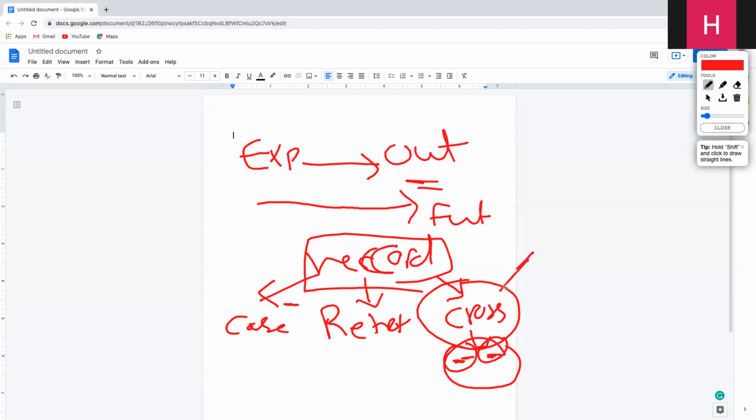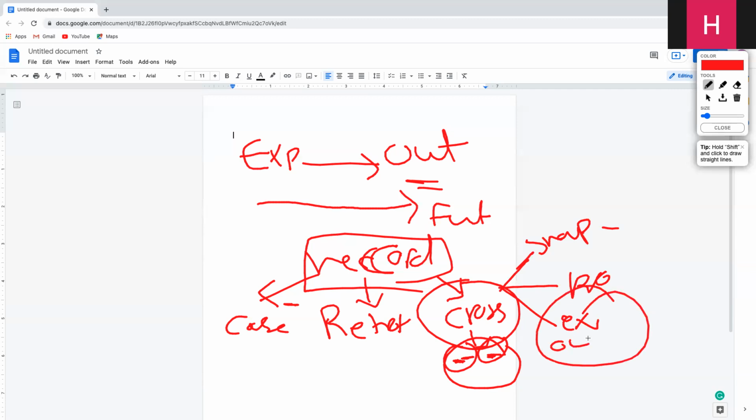Cross-sectional has three names, right? Cross-sectional, snapshot study, or prevalence study. And in this, you measure the exposure and the outcome at the same time, simultaneously.